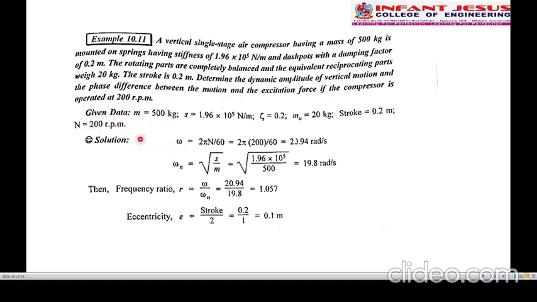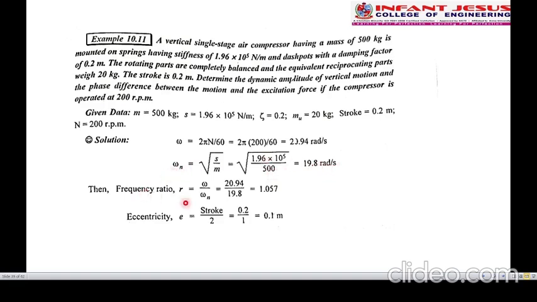Using n, we have to find omega. Omega is 2 pi n by 60, so this much radian per second. And omega n is root of s by M. They won't directly give the natural frequency, so we have to find it by this formula, root of s by M. In case of a spring, we use only this formula. The stiffness is given, and M is 500 kg, for the entire machine. So it is 19.8 radian per second.